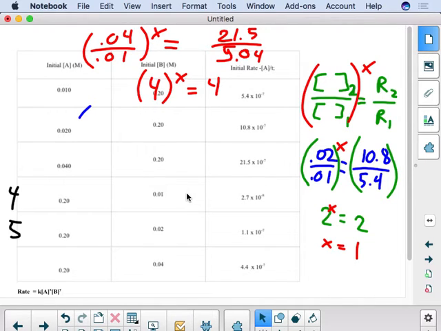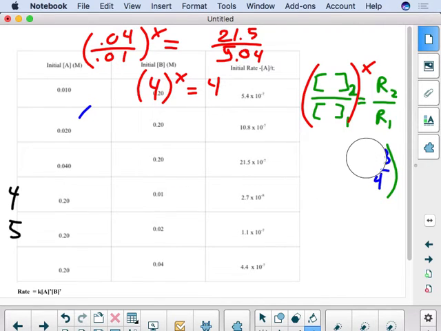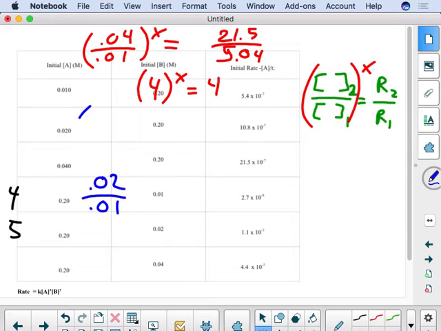All right, so if we look at our trials 4 and 5, again that's 0.02 over 0.01. Our rate of these reactions is 1.1 over 2.7. Is that correct? Yeah. But it's 2.7 times 10 to the negative 8. Good, I was hoping something like that would come through for me. This is 10 to the negative 8. This is 10 to the negative 7. Otherwise, this is going to be confusing.